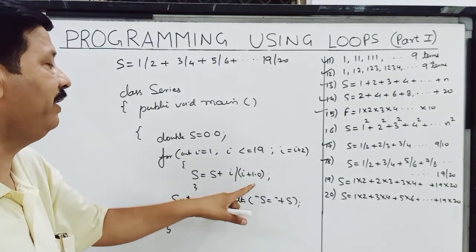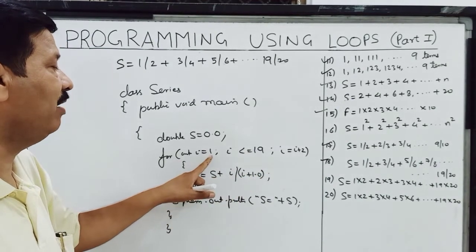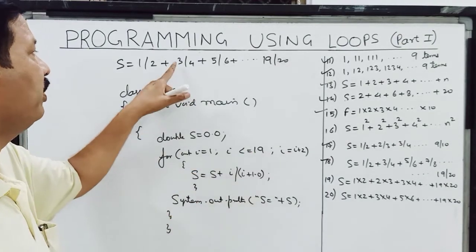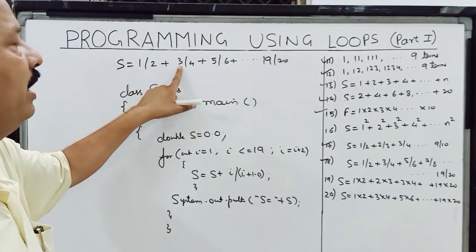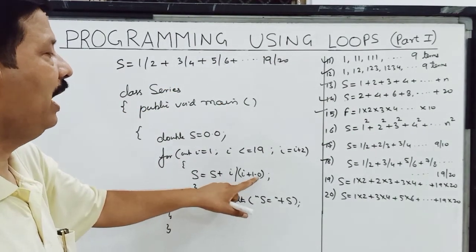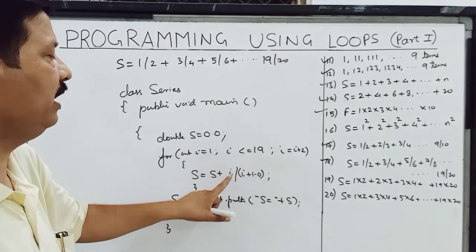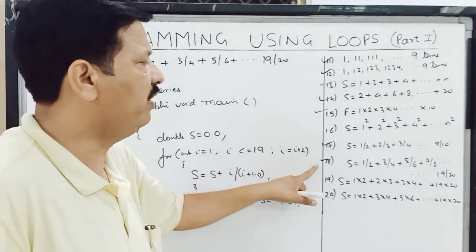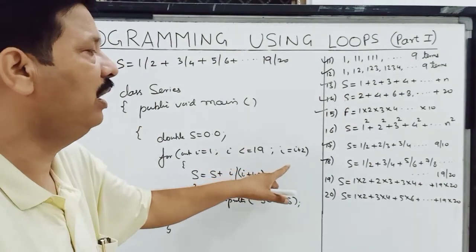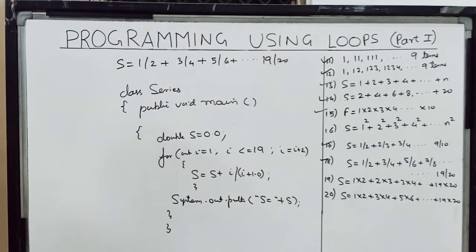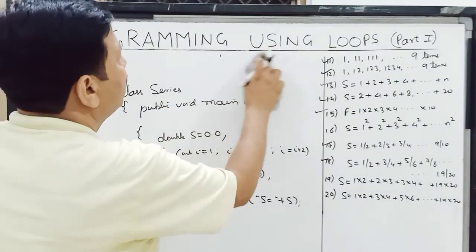And now if I write the series like this, when i will be 1, then it will be 1 upon 2. Next time the value of i becomes 3, so it will be 3 upon 4. Next time the value of i becomes 5, so it will be 5 upon 6. And at the end it will become 19, so 19 upon 20. So these two series are almost the same, but there is a difference in the running of the loop also. Now children, I hope this is clear to you all. Now we move on to the 19th series.